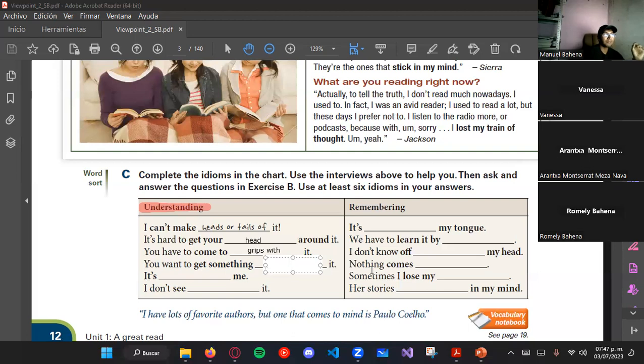Number 4, you want to get something out of it. Exactly. Out of it. Which means? Quieres como obtener algo de. Exactly. Obtener algo. Obtain something. Get something out of it means obtain something. Obtener algo. Recibir algo a cambio. Extract something. Extraer algo.